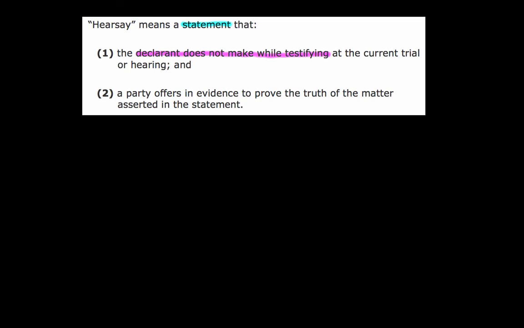All right, so for something to be considered hearsay, it has to be a statement, first of all. It has to be a statement that the declarant does not make while testifying, and it has to be a statement that a party offers in evidence to prove the truth of the matter asserted. Now that just means that the statement is offered into evidence to try to prove that the statement itself is true. All right, so our statement, "it's raining," could be introduced for a number of different reasons. Right? Someone may try to offer this statement into evidence to try to show that, in fact, it was raining. Well, in that case, the statement would be offered to prove the truth of the matter asserted.